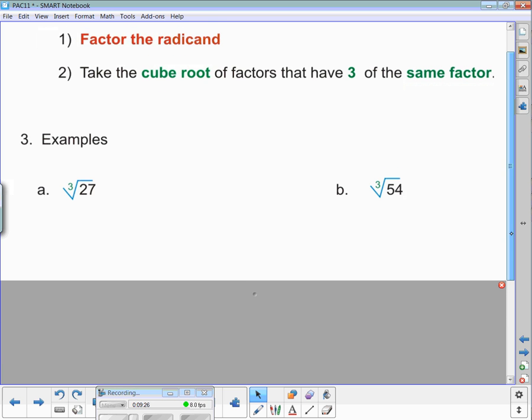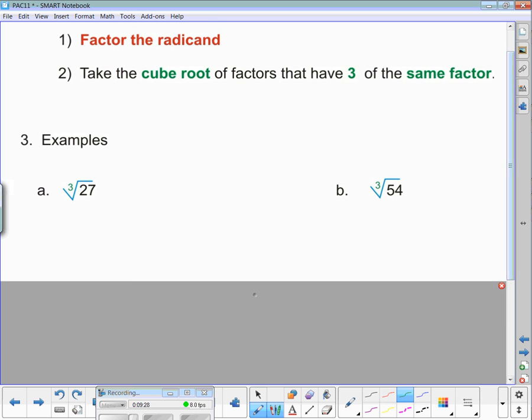All right, so let me leave that shown. So here's the situation. You look at the cube root of 27. Now, how many of you already know the answer to the cube root of 27? Some do, but not everybody. Well, let's go ahead and factor the radicand.